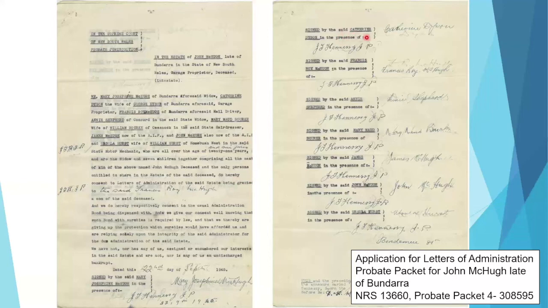So if you were having issues trying to track down some of the children of this man, and the daughters who married and obviously have different surnames, this would be one useful way to do that. And then we've got signatures of Catherine, Annie, Mary, and Ursula, and all of their married surnames there. So that could be quite helpful.